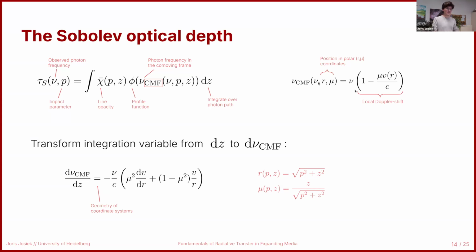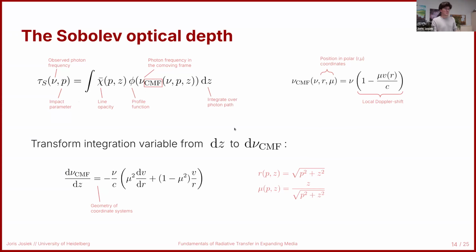And the co-moving frequency, you can see this relatively simply, is just the frequency of the photon, which is nu, multiplied by some local Doppler shift. So this shifts the photon frequency into the co-moving frame, and it's dependent on this projected velocity. So it's the velocity of the gas. So this is just the wind velocity v, multiplied by this geometrical factor, this cosine of theta. And then this you can insert here.